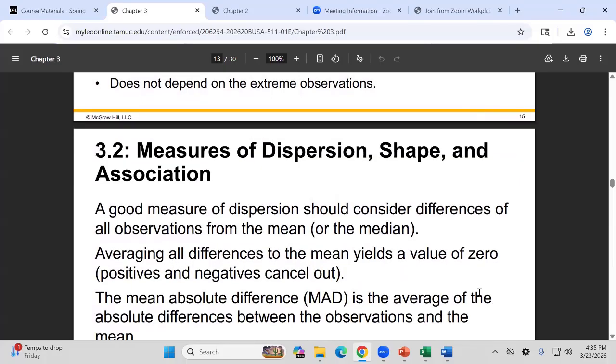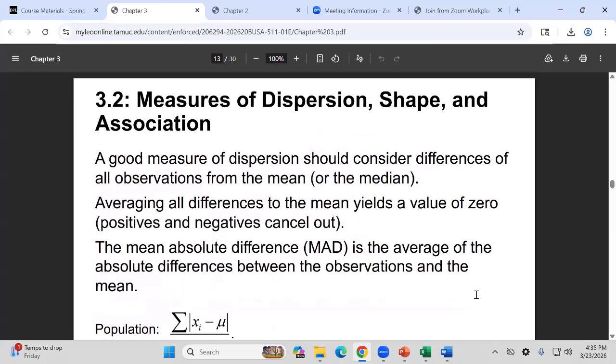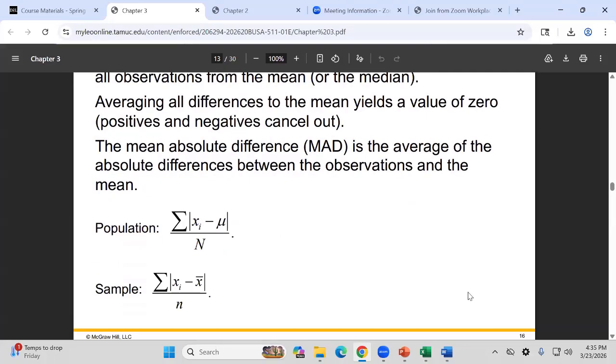Okay, very good. This is one way to measure dispersion. Another way is something called the mean absolute deviation, MAD value. So basically, you take each value in the data set minus the mean of that data set, calculate the absolute value of the difference, add the absolute values together, and divide by the number of data in the set. This is the equation.